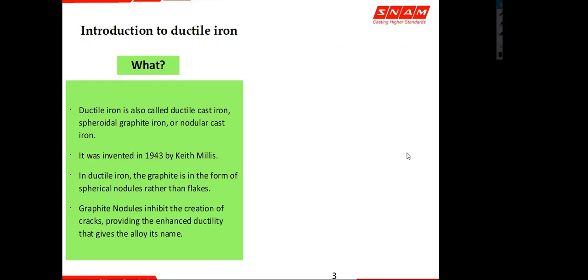It was invented in 1943 by Keith Millis, and this was completely a pure accident. It was not intentionally produced as ductile iron, but the iron which they were experimenting with came out as ductile iron, giving good and beautiful properties. Here the graphite is in the form of spherical nodules or round nodules rather than flakes, which is the morphology of graphite in grey cast iron, which is previous to this in the iron family.